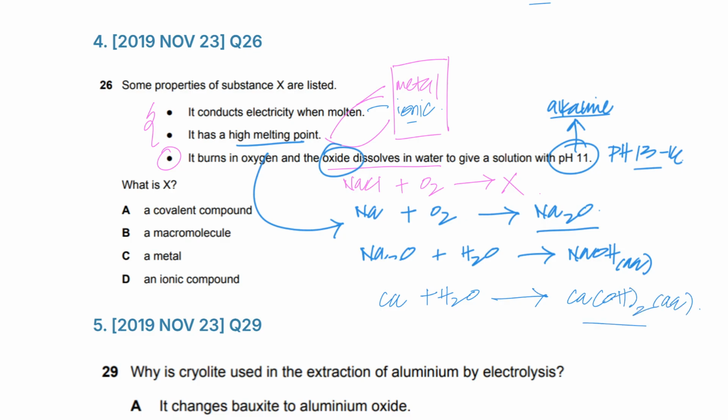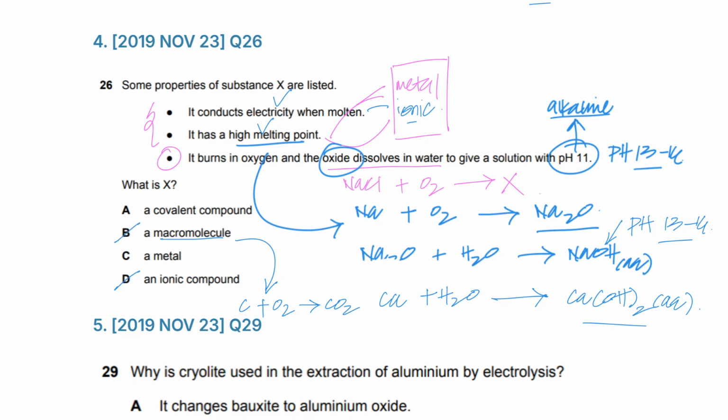It's sparingly soluble. That's why it's giving me a pH of 11, not a higher pH than that. Because if it was sodium hydroxide, then it would be a pH of around 13 to 14. Yeah, makes sense. So it's not an ionic compound. It can't be a macromolecule, because let's suppose you say it's graphite, because graphite also conducts electricity and also has a high melting point. But if you take graphite and react it with water, it gives you carbon dioxide, which is an acidic oxide. So it'll have a pH lower than 11. It'll have a pH lower than even 7, right? So it can't be a macromolecule.